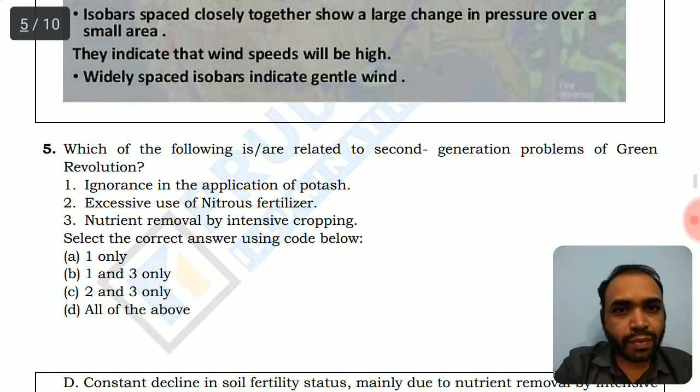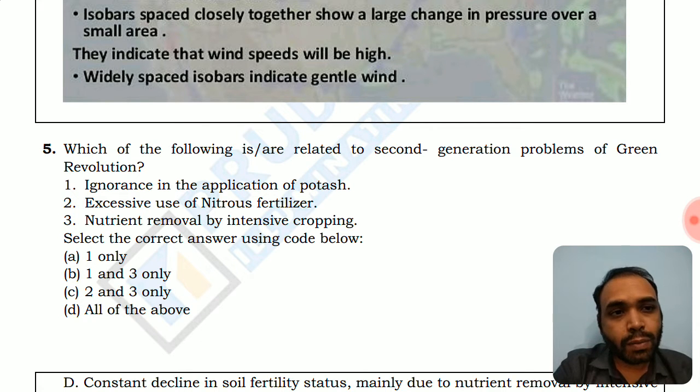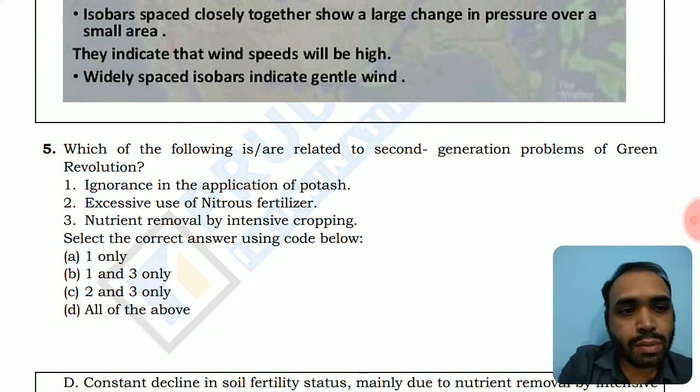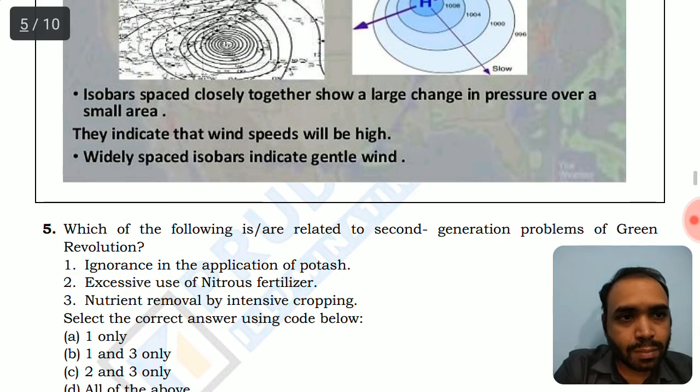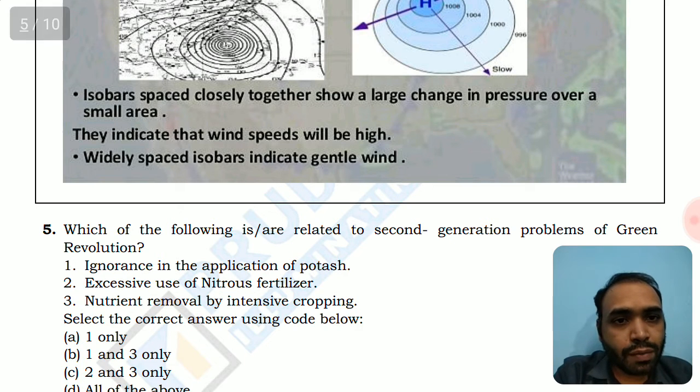Let's move on to question number 5. Which of the following is or are related to the second generation problems of green revolution? The problems of green revolution in this generation are definitely excessive fertilizer use, deterioration of soil, and inadequate amounts of fertilizers used. Let's read the options first. The ignorance in the application of potash, which we have already discussed in the video. Yes, because of the green revolution, there was an excessive focus on the use of nitrogenous fertilizer. The second option is also correct.